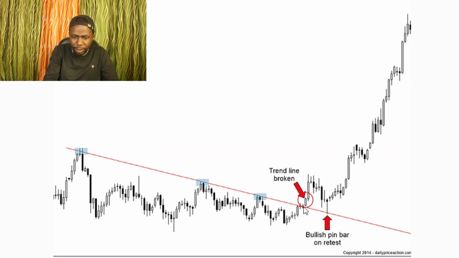You can see that the price went up, then comes back here to test the trend line before the move continues. So if you are unable to catch this, you can still catch this, right? So this is what we call a trend line breakout and pullback. So this is another example.